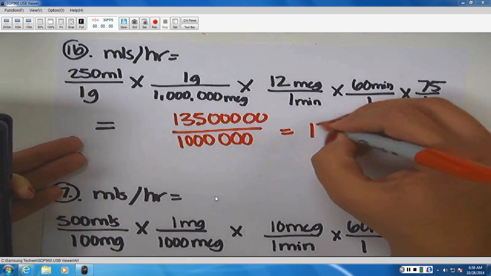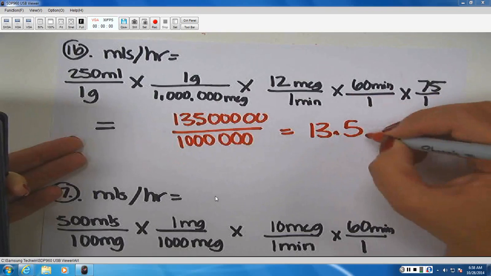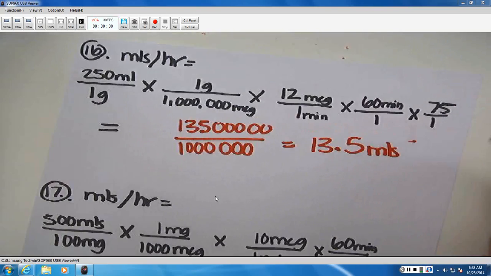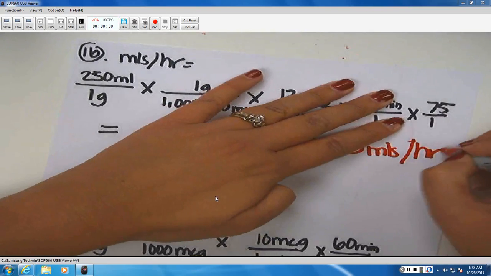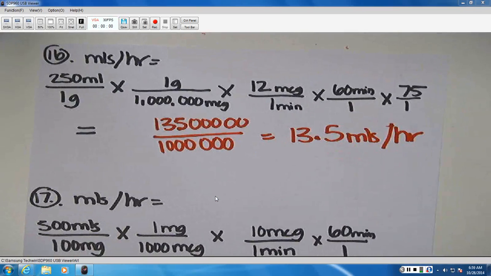The answer is 13.5 mLs per hour. That is your answer. So again, we were wanting to know in an hour, what are we going to set our pump at? How many mLs are we going to give in an hour that is going to equal the dosage of 12 micrograms per kilogram per minute?